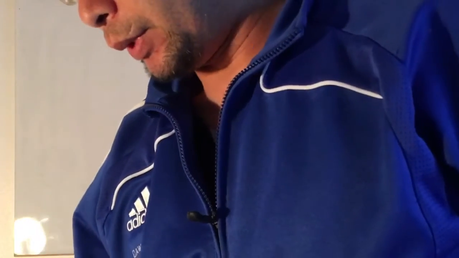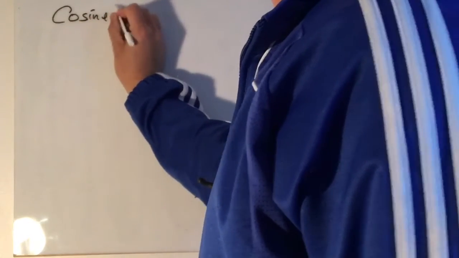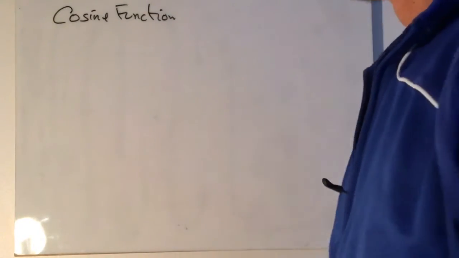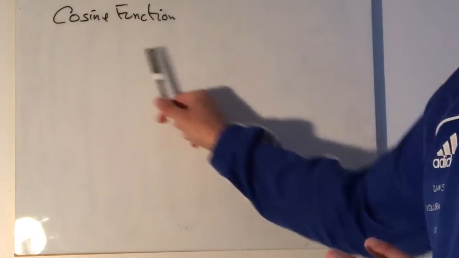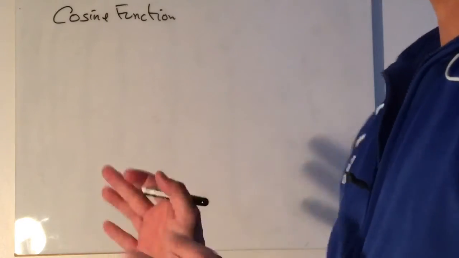Okay, so today we are going to look at the cosine function. This is the second part of the sinusoidal functions chapter. We started with the sine function, now we're going to the cosine function. And the only difference between a sine function and a cosine function is where it starts.